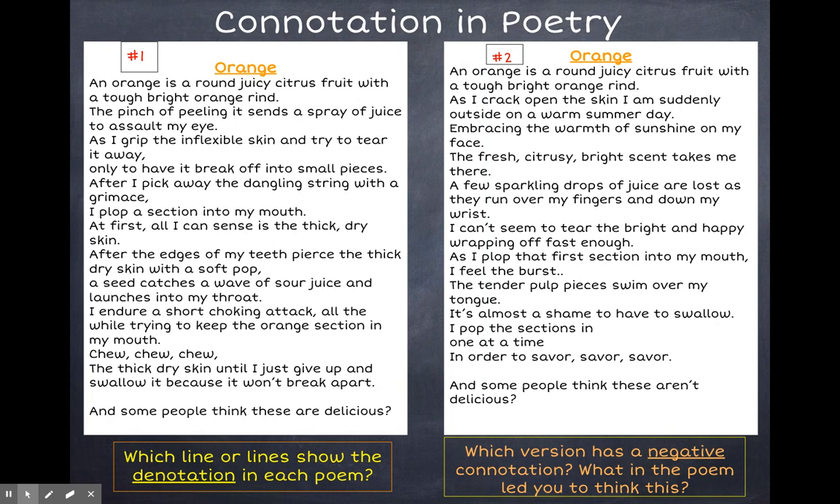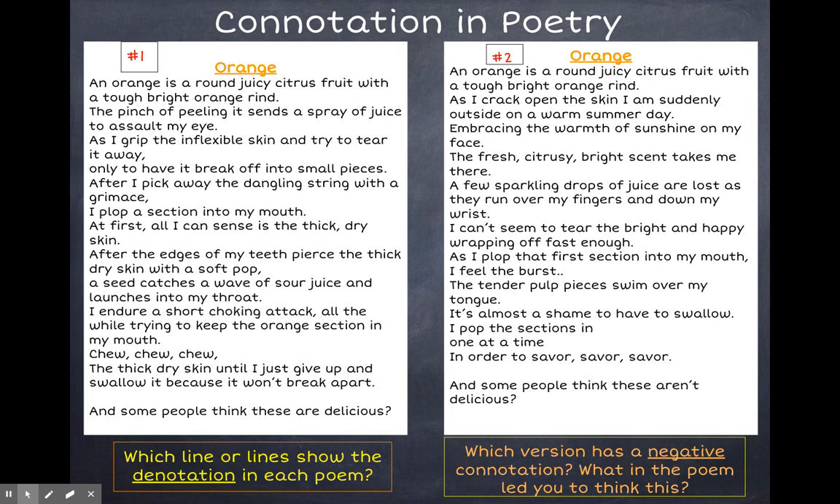Now, thinking to yourself which line or lines show the denotation in each poem, you should have said the first complete line, from the beginning to the period. Both are the same, and they give the definition of what an orange is. So that's why it's denotation. Now, the second question, which version has a negative connotation to it? You should have said number 1.